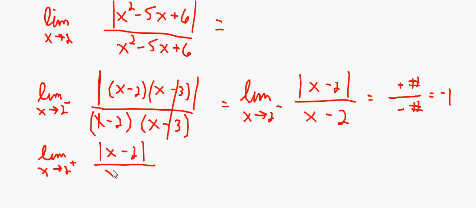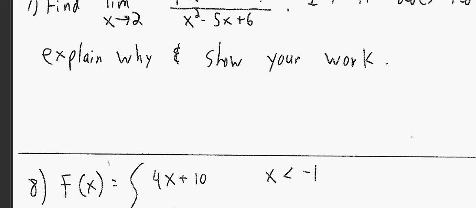If x is a little bit bigger than 2, well now x minus 2 is going to be positive. And again, same number on top and bottom. They're both positive now, so we're going to get positive 1. Well, we're going to say this limit, the original limit, does not exist. And the reason is, here's all our work. You're going to write this. The right-hand limit does not equal the left-hand limit. They're not the same number. That's why it does not exist. That's all I need to show.